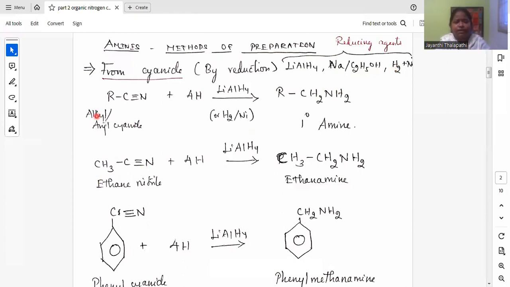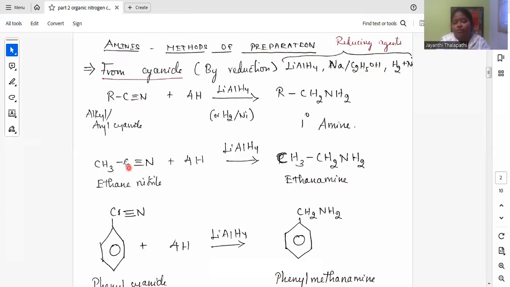So over here, the first thing, an alkyl cyanide, when it reacts with a reducing agent, the reducing agent supplies hydrogen. Over here, that shows 4 hydrogen. So that means 2 of the hydrogen bind with carbon and 2 of the hydrogen bind with nitrogen, which shows RCH2NH2. If it is ethane nitrile, what is ethane nitrile? Methyl cyanide, right? The methyl group with cyanide. So the hydrogen binds with the cyanide group.